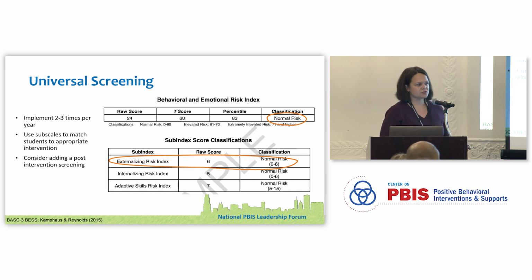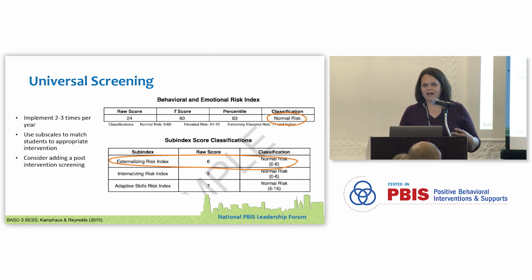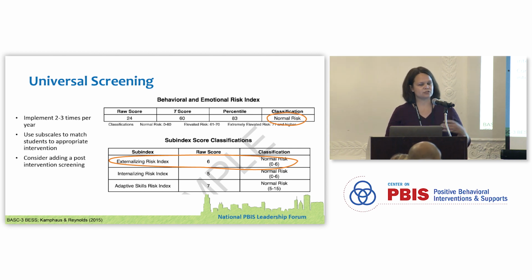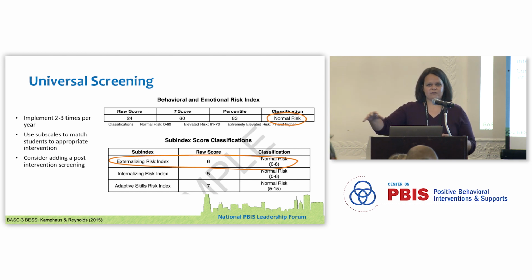And then with your universal screeners, most of them have subscales attached to them that can help you identify students with those externalizing problems. So on the screen here, you can see a sample report that you would get from the PBIS. There are a series of subscales with externalizing, internalizing, and adaptive. So first you would identify students who are at risk for needing additional services, and then from there you would look at those subscales to help you identify students with externalizing risks.